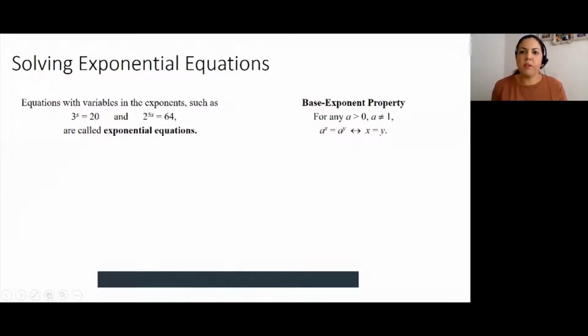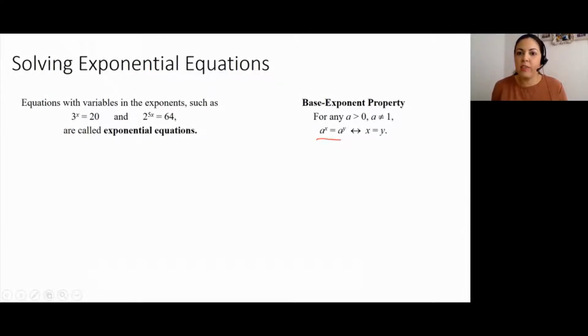First thing we're looking at is something called the base-exponent property. And this says if two expressions have the same base and they are equal to each other, then notice that these exponents, x and y, must also be equal to each other. So let's look at that. If we have 2 to the third equals 2 to the third, those exponents have to be the same. If we have x to the fifth equals, let's say, x to the a, then a here has to also be 5. As long as the bases are the same and these are equal, then those exponents must also be equal. And that's going to really help us when we are solving these exponential equations.